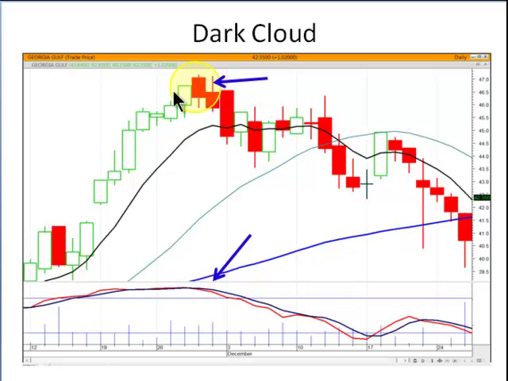Obviously, you want to see a candlestick sell signal occurring in the overbought condition. In candlestick analysis, seeing a candlestick sell signal in the oversold condition doesn't mean very much. Seeing a candlestick sell signal in an overbought condition has much more meaning and credibility that there's going to be a change of investor sentiment.